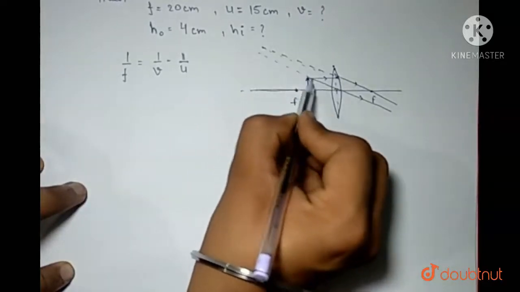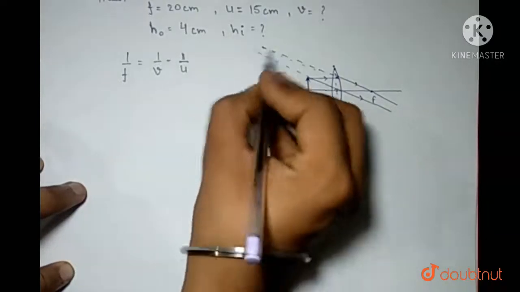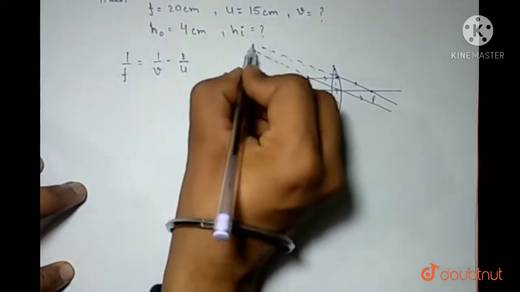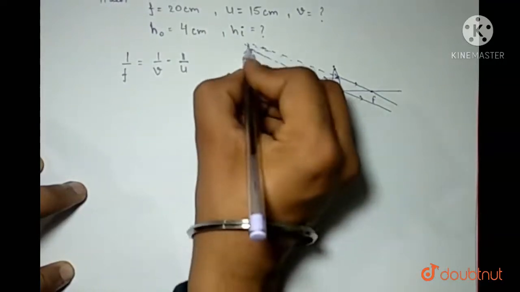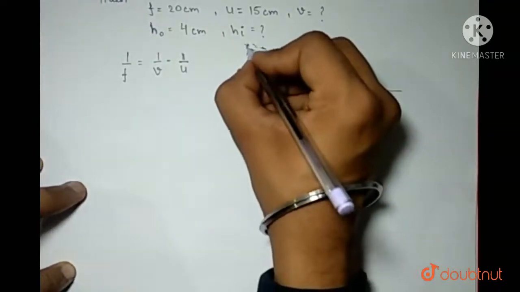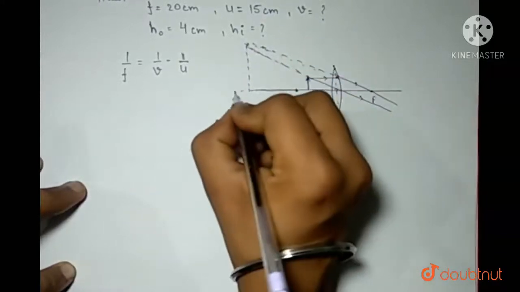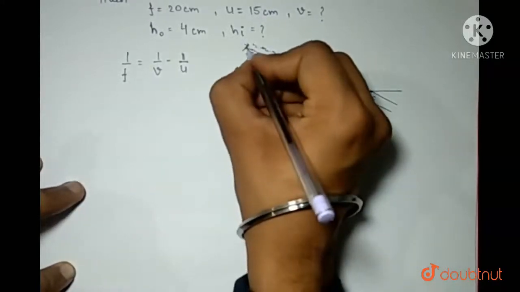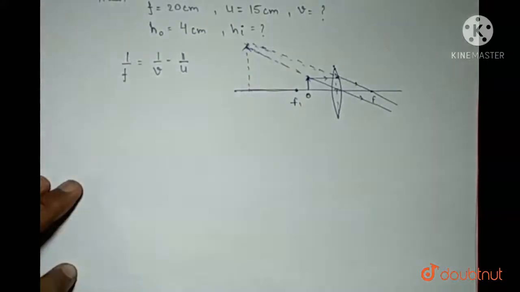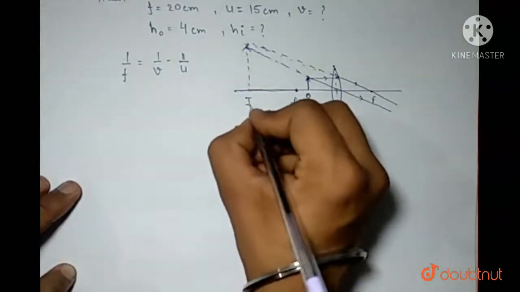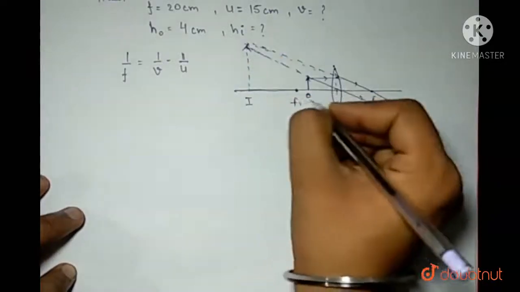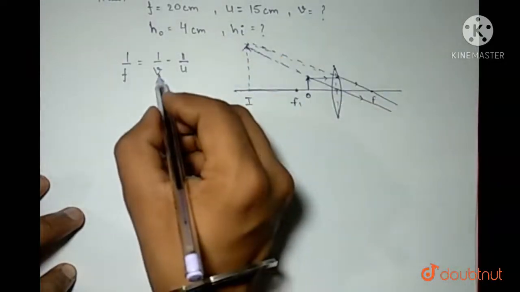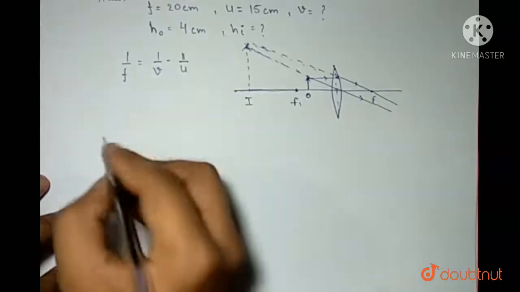producing those rays behind, they will meet at some point. You can see here, I get the image on the same side of that object. So this is the image. As you can see, the image is formed on the same side of the object, so the value of v should be considered as negative.